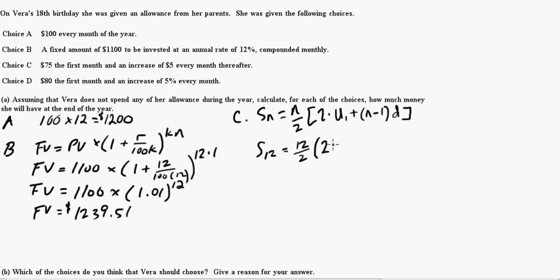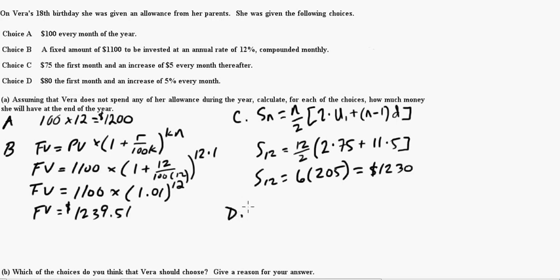times 2 times the first term, which is 75, plus 11, since 12 minus 1 is 11, times d. What's d? 5. It's only going up by 5 per month, but it will add up quickly. So the sum of the first 12 is going to be 6 times 150 plus 55, which is 205, and so that's going to be $1,230. That is actually lower than the one before, so we don't want that one. It's lower than part B.